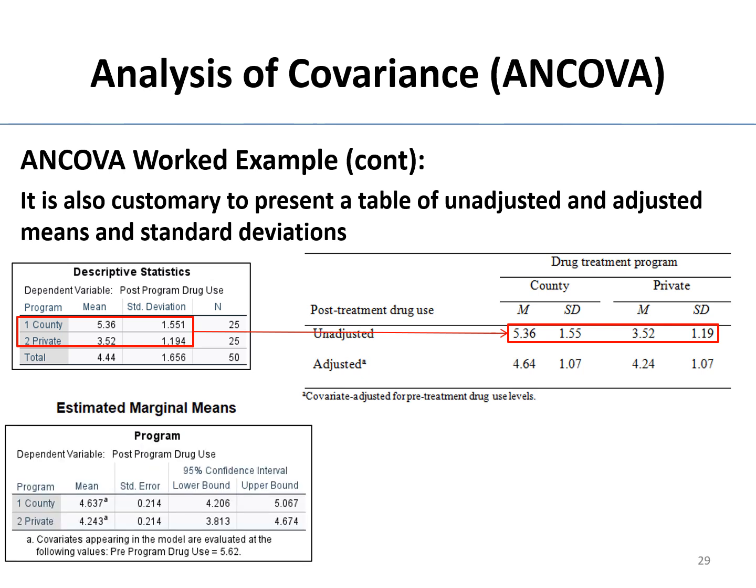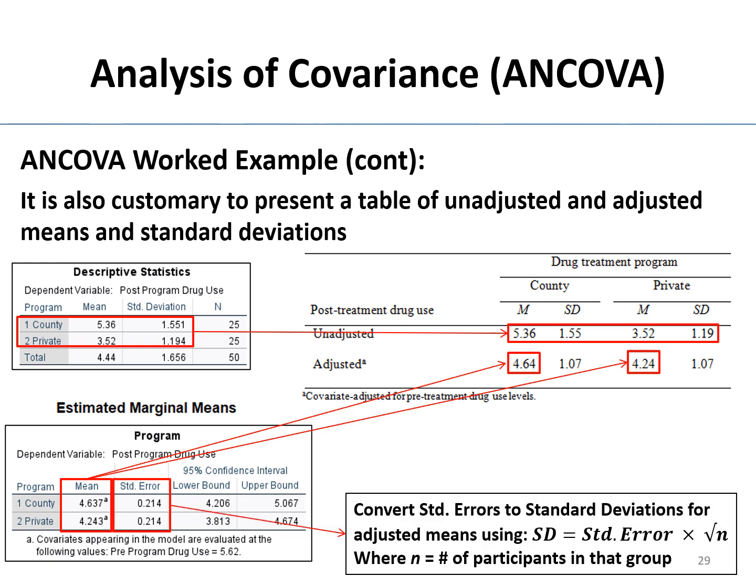Now the adjusted means, that is adjusted for baseline or pre-treatment drug use levels, the means themselves are really easy. If you request the estimated marginal means, pop them right in there. But note the next column over is called STD error, that's standard error. Well, that doesn't help us. We need standard deviations, so what do we do? Well, we have to convert these standard errors to standard deviations for those adjusted means using the following formula.